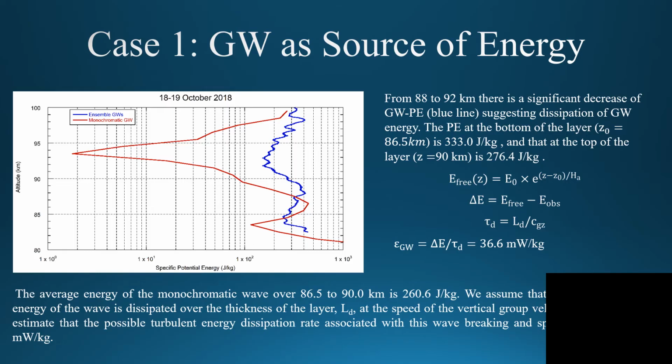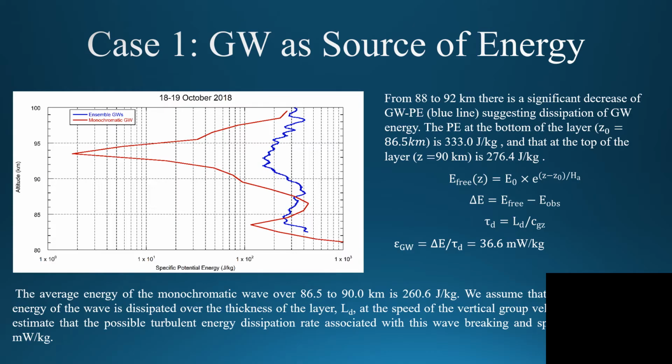So now we investigate the gravity wave as a source of energy for turbulence generation. In this plot, the blue profile shows the vertical profile of the potential energy of the ensemble of gravity waves, meaning all the gravity waves, while the red profile shows the potential energy of the 5.6 hour monochromatic gravity wave. From the blue profile, we estimate the energy dissipated by gravity waves using the following method.